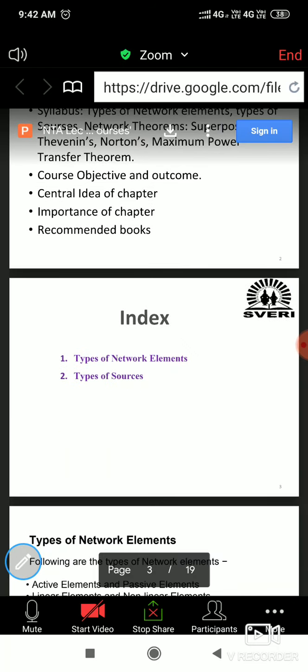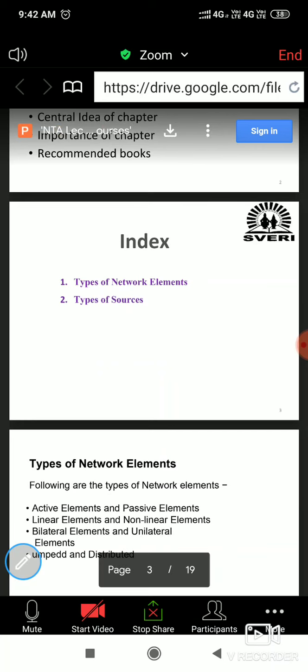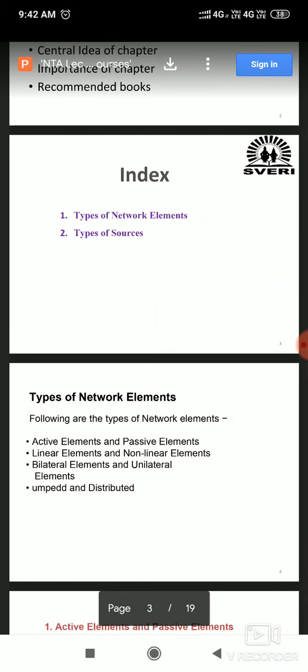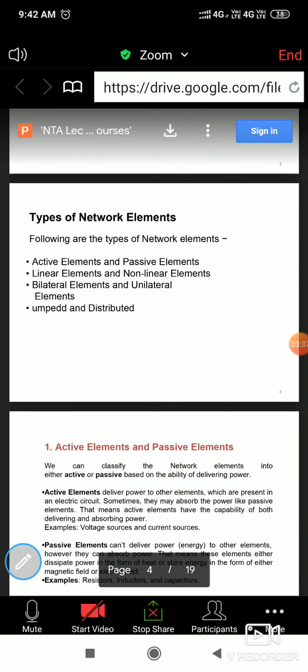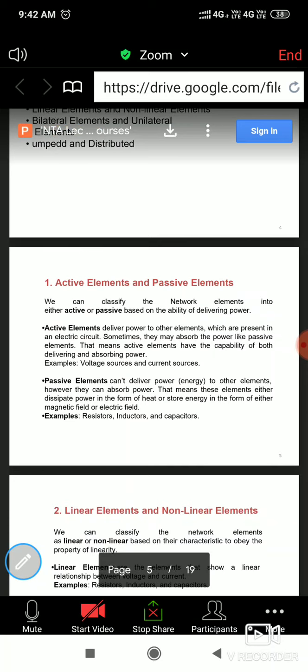Next one, types of network elements and types of sources. These are the first two topics we have to cover in this unit. Already we have covered types of network elements yesterday. In that there are four types: active elements and passive elements; second, linear elements and non-linear elements; third, bilateral elements and unilateral elements; and fourth, lumped and distributed. Okay, so we have seen what we mean by active elements and passive elements.